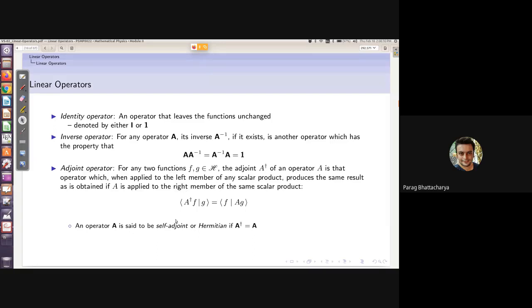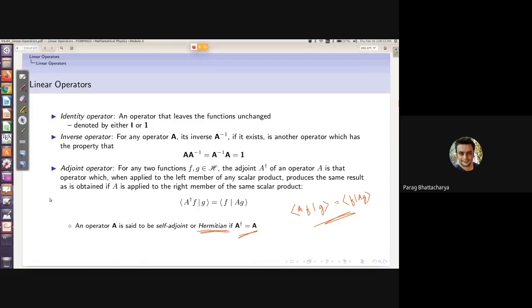Then an operator is said to be self-adjoint. We are very much interested in self-adjoint operators. They're also known as Hermitian operators. An operator is said to be self-adjoint or Hermitian if the adjoint is the same as the operator itself. So if I have a scalar product of f and g and a Hermitian operator, whether I apply A on the left member or on the right member, in both cases it will be exactly the same. Those operators where you can take the operator on either the left member or the right member, leaving the result just the same as before, are known as Hermitian operators.